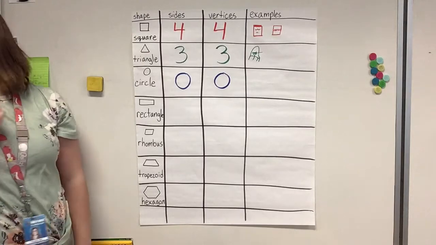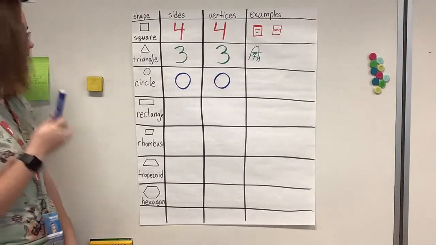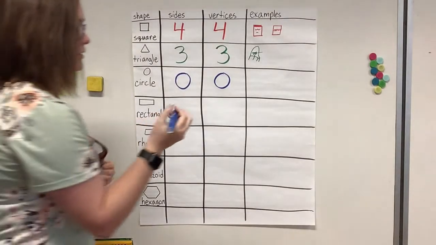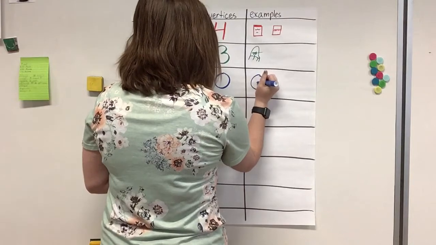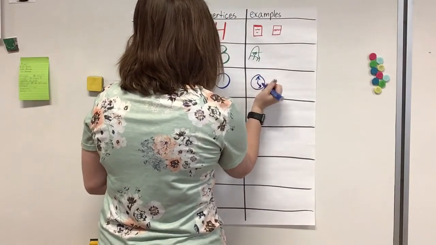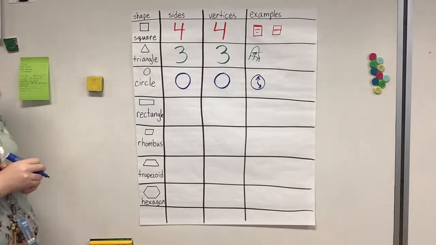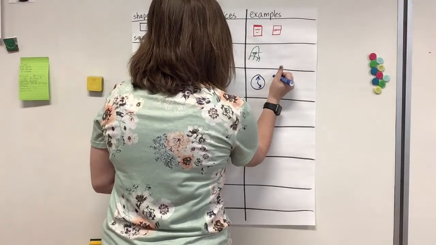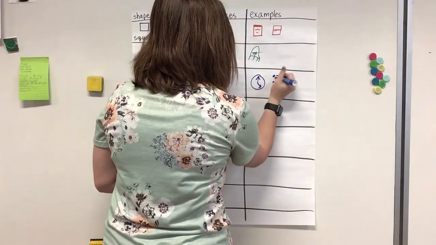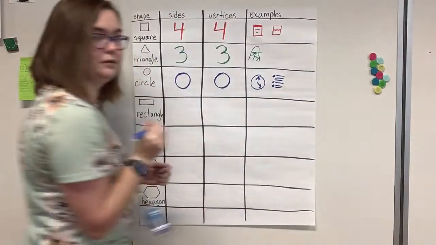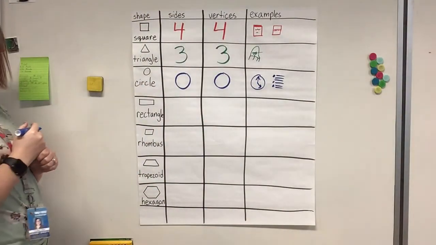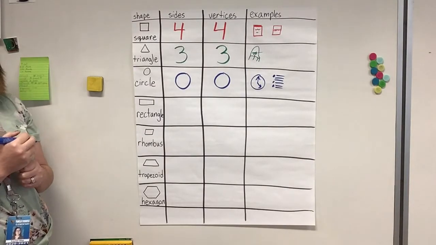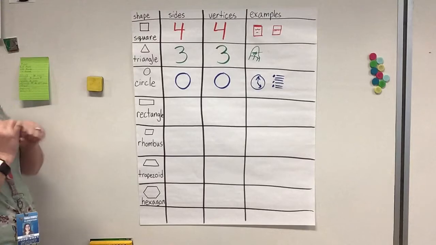Can you think of a couple examples of a circle that we might see every day? Maybe you thought of a clock. So a clock is what we use to tell time. That is a circle. What about the holes on our paper when we have the 3 holes on our paper? Anybody remember those? So we have that. That's a lot of examples. I bet you could think of some more. Let's go on to our next shape.